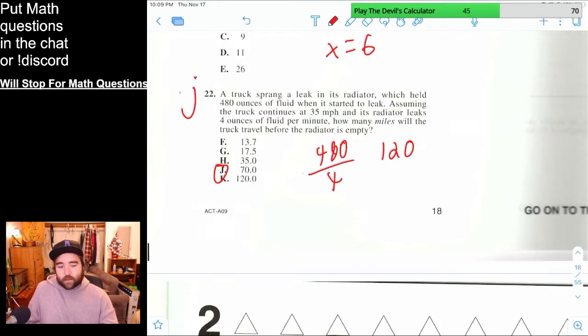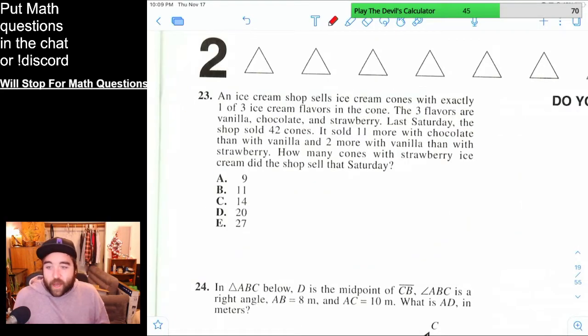Very nice, very nice. An ice cream shop sells ice cream cones with exactly one of 3 ice cream flavors in the cone. The 3 flavors are vanilla, chocolate, and strawberry. Last Saturday, the shop sold 42 cones. It sold 11 more with chocolate than with vanilla, and 2 more with vanilla than with strawberry. How many cones of strawberry did the shop sell?